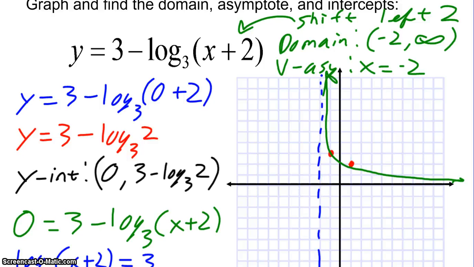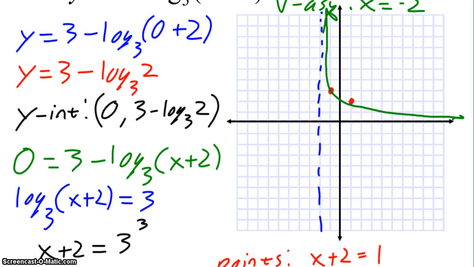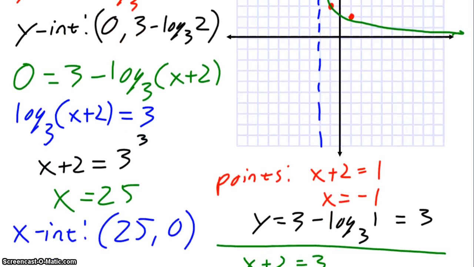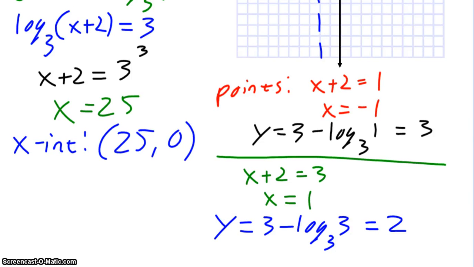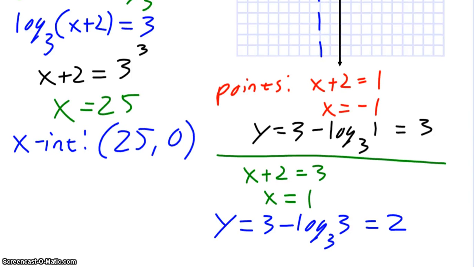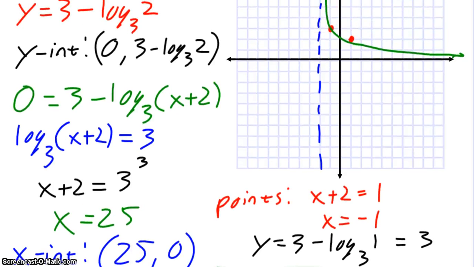Now to find the intercepts. So first I found the y-intercept by plugging in 0 for x. When I do that, I get an irrational number, 3 minus log base 3 of 2. I can type that into my calculator if I want. I chose to just leave it like that to get the exact answer. It's something between 2 and 3. I don't really care. Then I found the x-intercept. So to find the x-intercept, I plug in 0 for y, and I solve for x. When I do that, I end up with x equals 25. So my x-intercept is at 25, 0. So that's going to be off my graph.